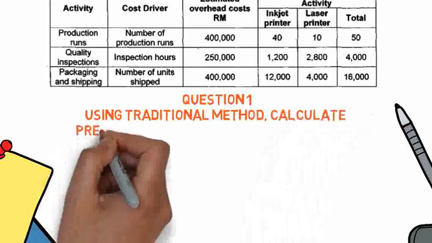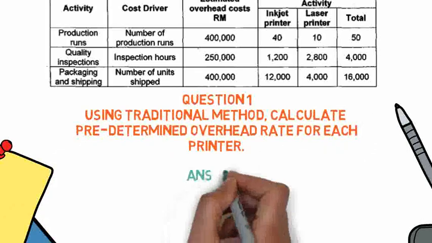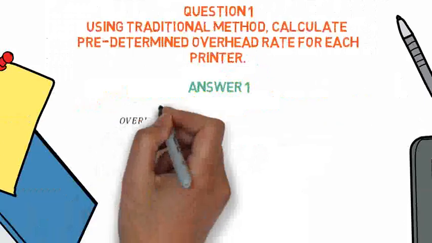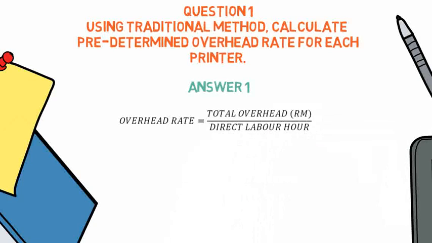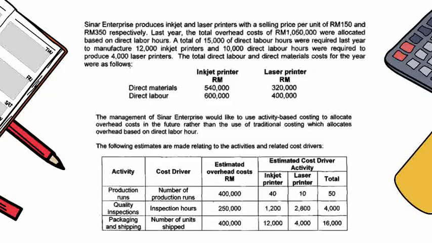Okay, first question. Using the traditional method, calculate the predetermined overhead rate for each printer. As we had learnt, the predetermined overhead rate equals total overhead in ringgit divided by direct labor hours. So, we need to find total overhead and total direct labor hours. We can see from the question, as highlighted, total overhead cost can be found in this column of the table, and total direct labor hour information can be found here, which are 15,000 hours for inkjet and 10,000 hours for laser printer.